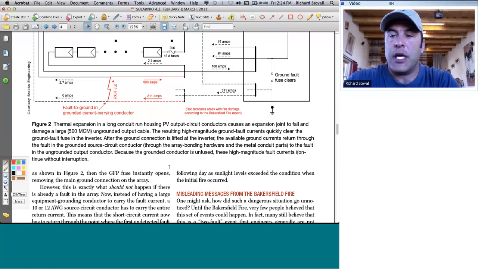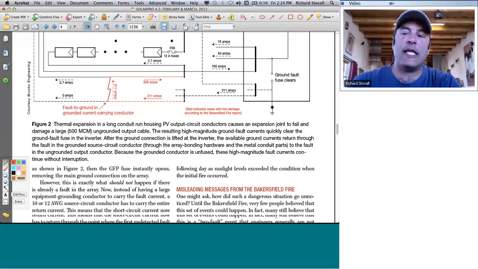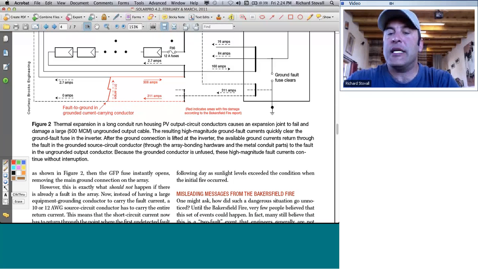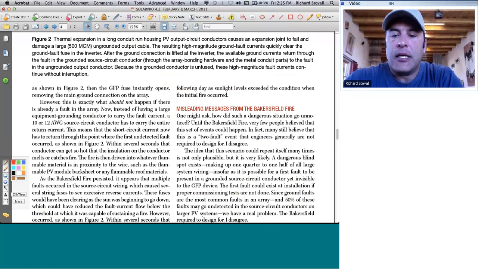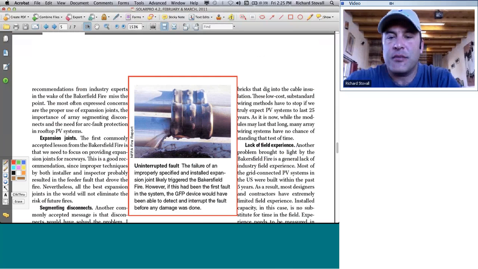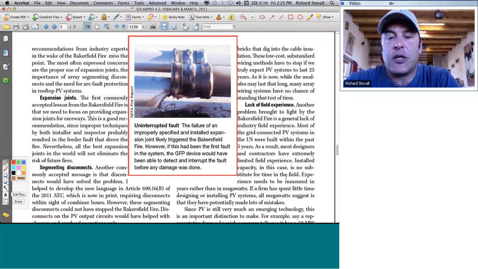I take that back. The ground fault fuse did clear, but because there was a fault within the grounded conductor, that allowed those circular currents to continue, okay? So at any rate, the cause of the problem was here, okay? The failure of an improperly specified and installed expansion joint likely triggered the Bakersfield fire. However, had this been the first fault in the system, the GFP device would have been able to detect and interrupt the fault before any damage was done. But because there was already a fault on the grounded conductor, the ground fault was allowed to continue. So what does that mean to you, okay?